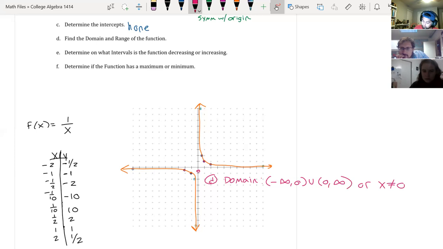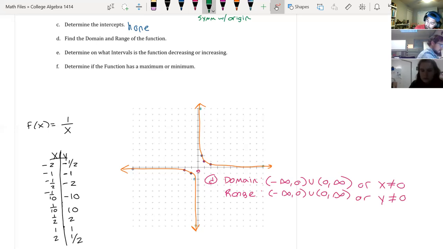What would your range be? The same. Good. Because remember, range you read from bottom to top, right? Smallest to highest. So this tail is headed towards negative infinity, right? And you have to come up, and what number do you stop at? 0 again. And then you continue after 0 and you head towards infinity, right? There you go. Okay, so my range is the same. Negative infinity to 0, union 0 to infinity, or y can't equal 0.